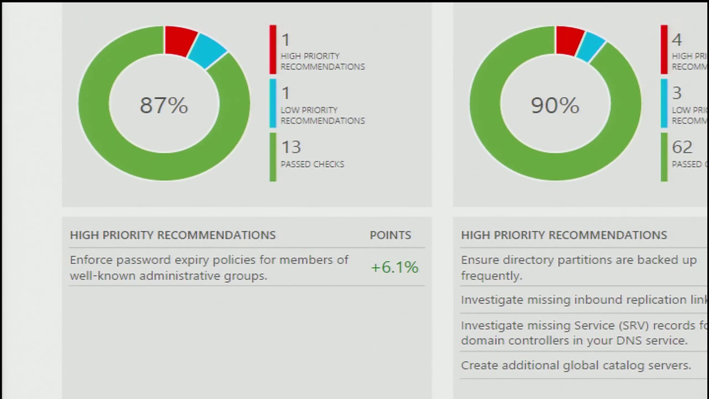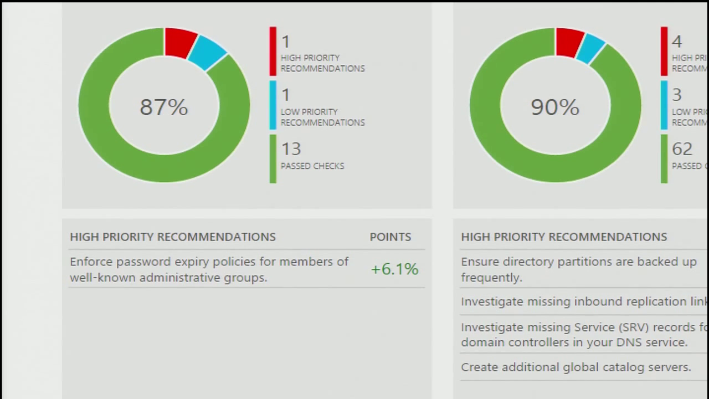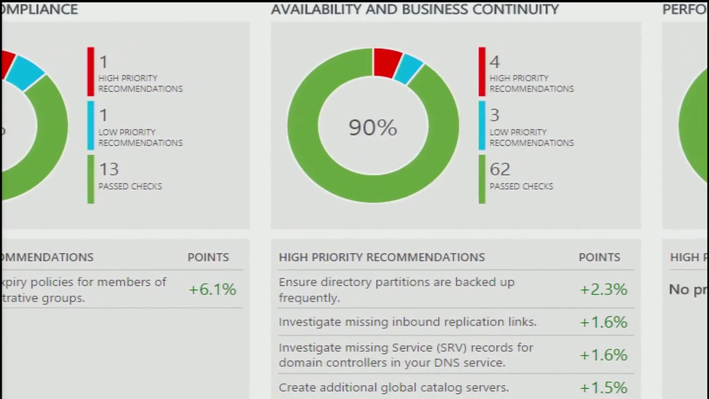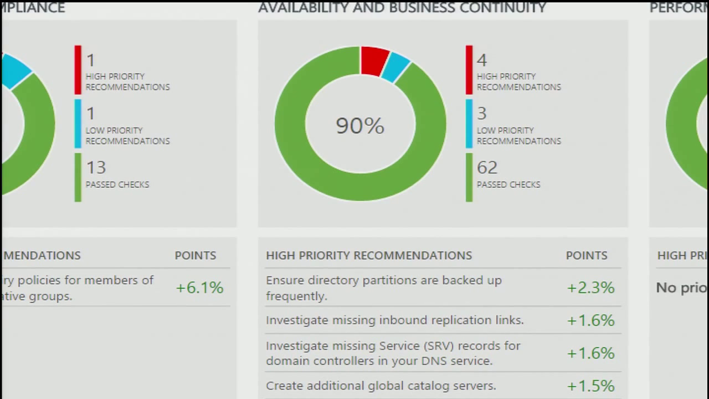The same applies to the next focus area, the availability and business continuity area. Apparently, I haven't backed up my Active Directory. And then there are a couple of other findings like missing service records and the global catalog servers. The recommendations here add really helpful information, which even somebody who is not familiar with Active Directory can take information out of right away.